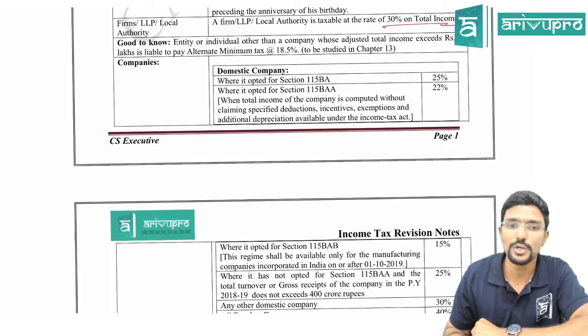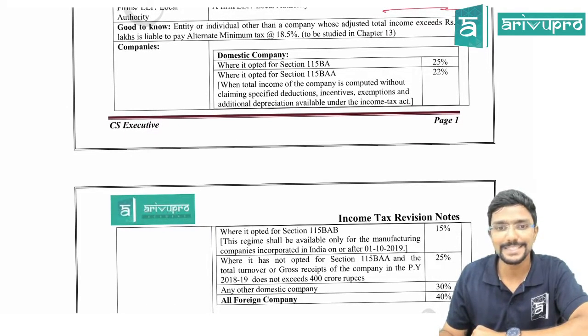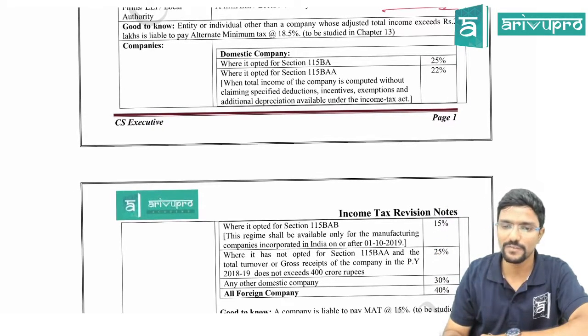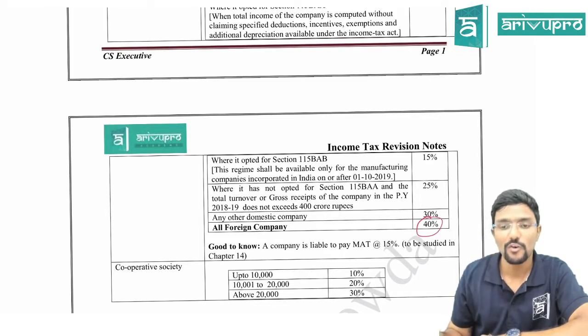Then coming to companies, they are categorized into two types: domestic company and foreign company. For a foreign company, the tax rate is always 40%. Always, you can see here it is 40%.